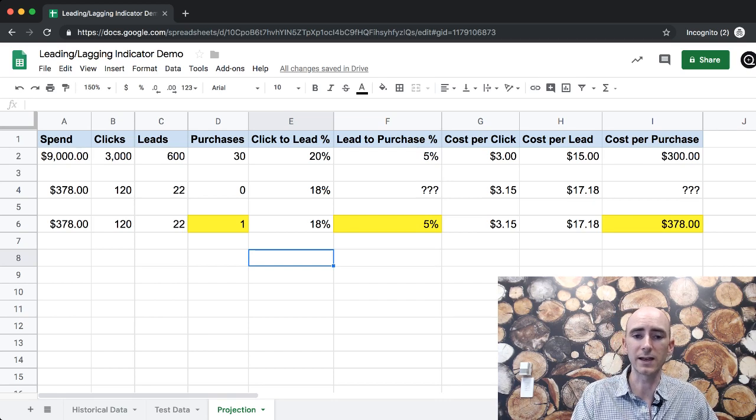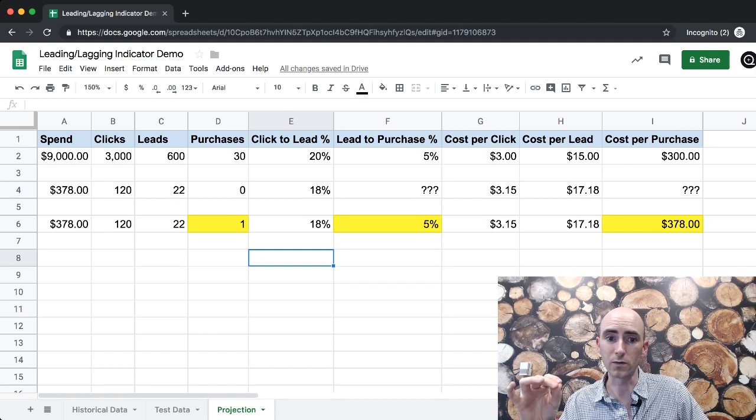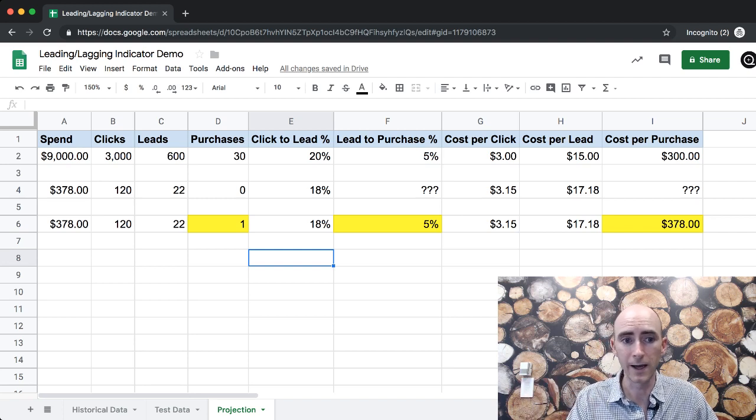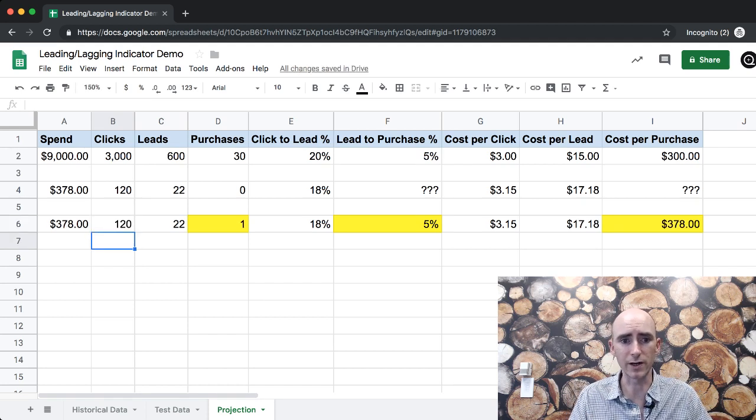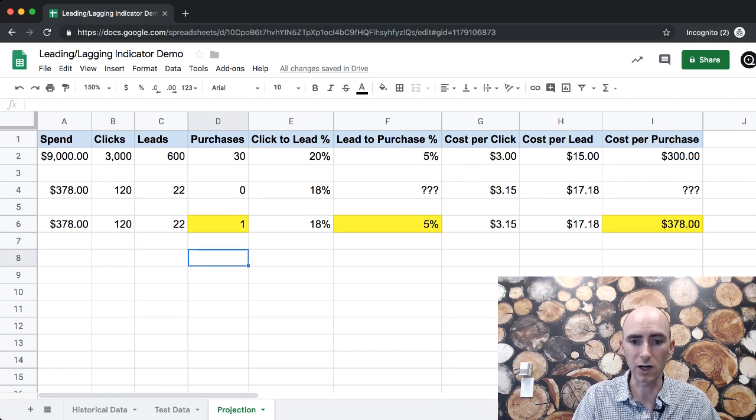And the key at this point is to make sure that you get sufficient lead volume to be able to use that. So for instance, if you had only generated, let's say, 20 clicks, that would only be 4 leads. And obviously that's not a whole lot of leads to apply your historical lead to purchase rate to. 5% of 4 is going to be some infinitesimally small number. So you do still need to drive a decent number of leads, but the point remains that generating 120 clicks or 22 leads is significantly cheaper than generating 10 or 20 or 15 purchases. So that's the basic principle here, and you can apply this.